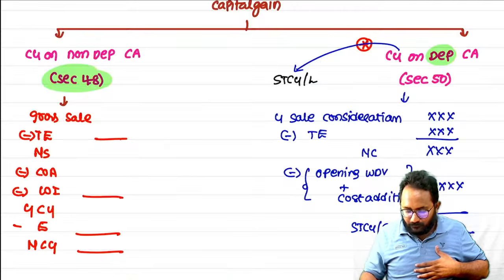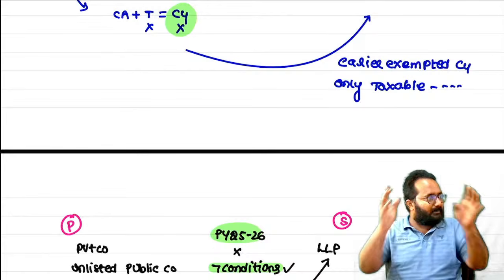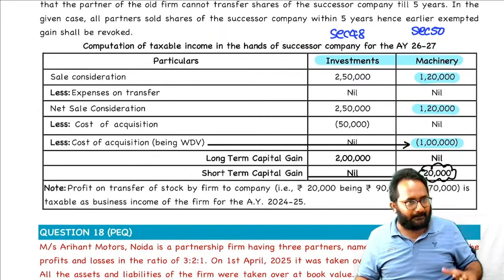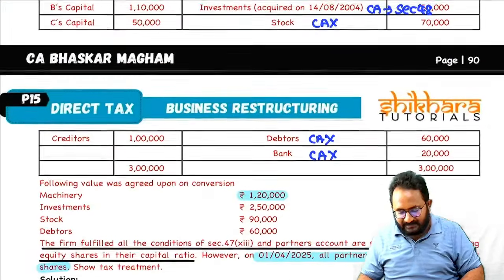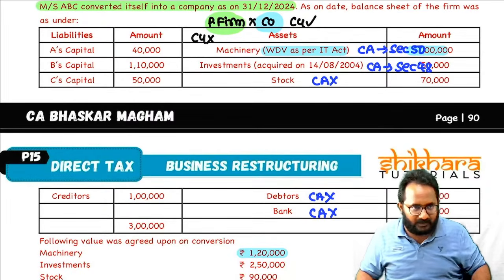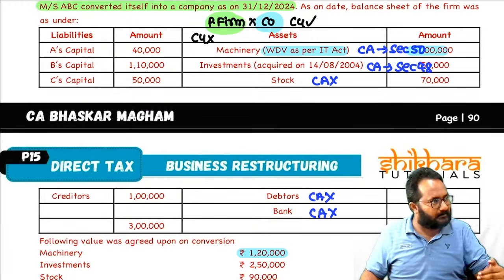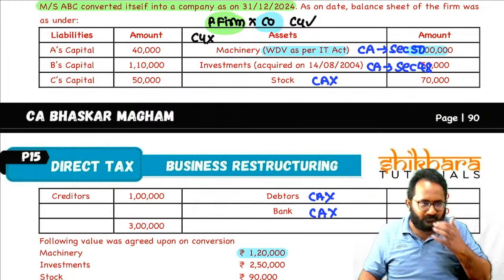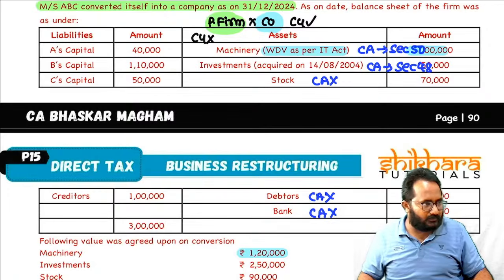If I say this in these formats, you can also easily identify and remember the structure. But in an exam, if you want to calculate the capital gain, this depth is required. Remember, on the asset side of the balance sheet we have to check which are capital assets. On a capital asset, if it is depreciable, apply section 50, and if non-depreciable, apply section 48. Understood?